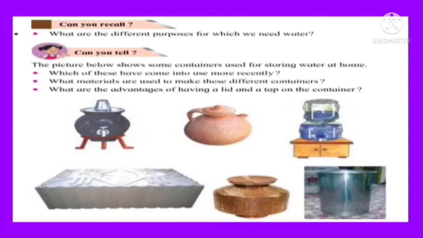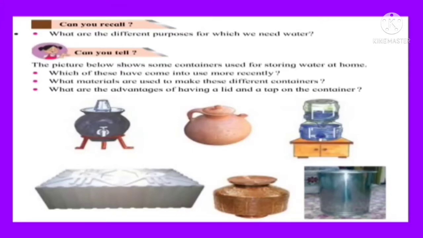Now, carefully observe them. The first question, which of these have come into use more recently? Recently means these days, of late. So the answer to this question is plastic bottles and tanks made of plastic, and the steel tank which you can see. The next question, what materials are used to make these different containers? Now these containers are made of earth or clay, plastic, steel, brass, copper.